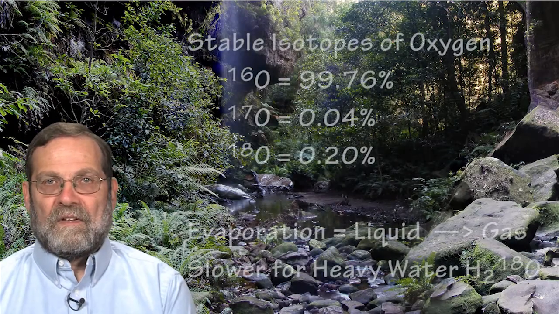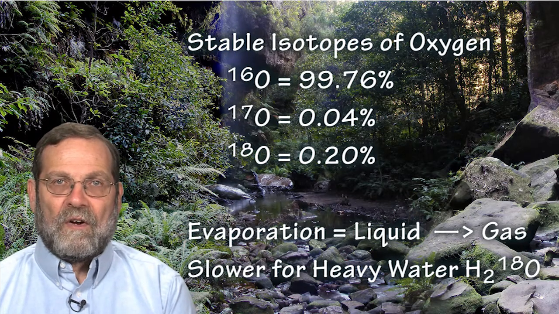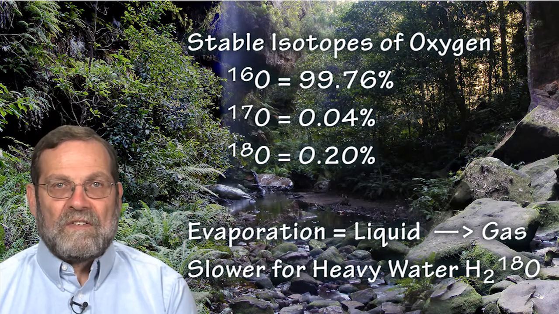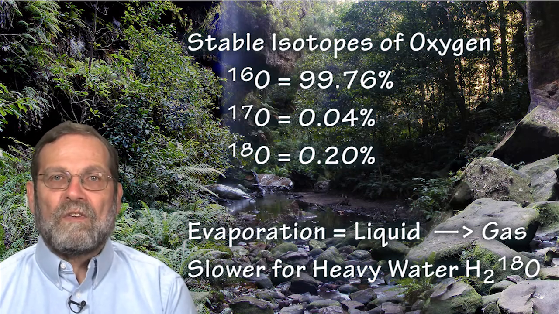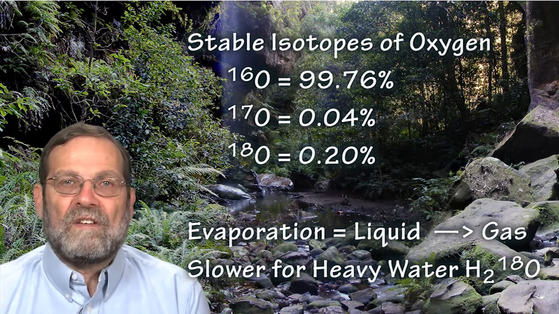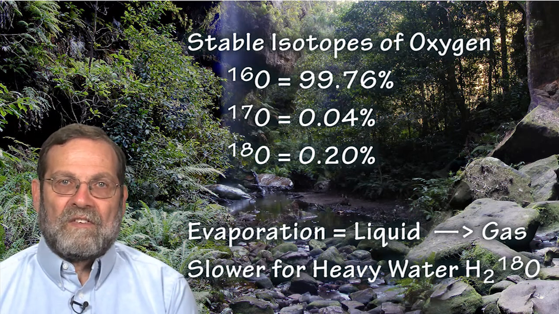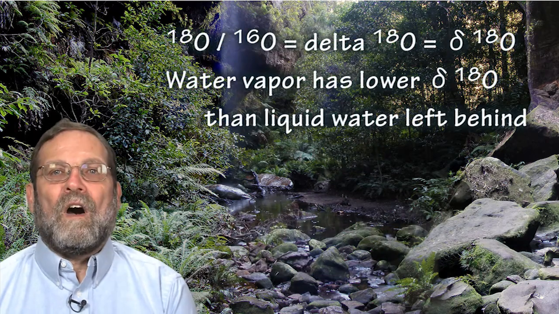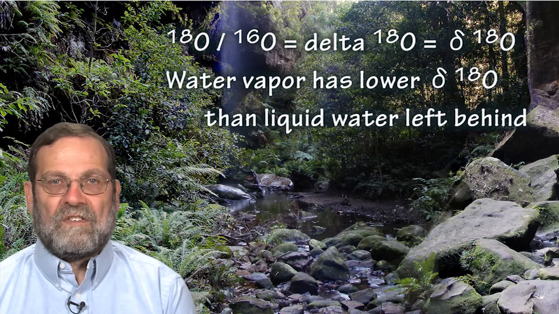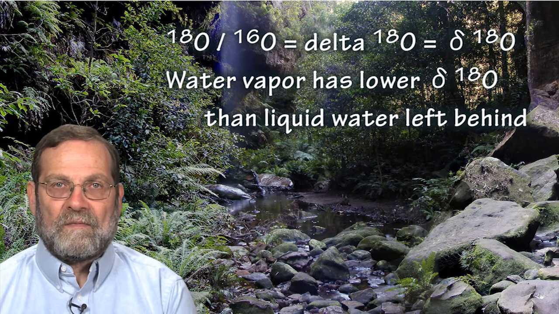The element oxygen has three stable isotopes. Oxygen 16, which is 99.76% of all oxygen, oxygen 17, which is 0.04%, and oxygen 18, which is 0.2%. Water that has the light oxygen isotope is more likely to evaporate than water that has the heavy isotope. Water vapor thus has a lower ratio of O18 to O16, the delta O18, than the liquid water left behind.